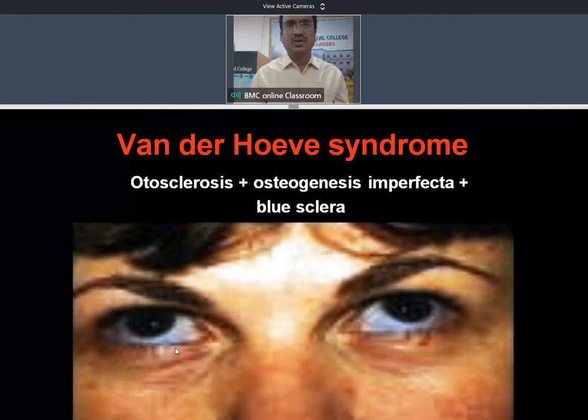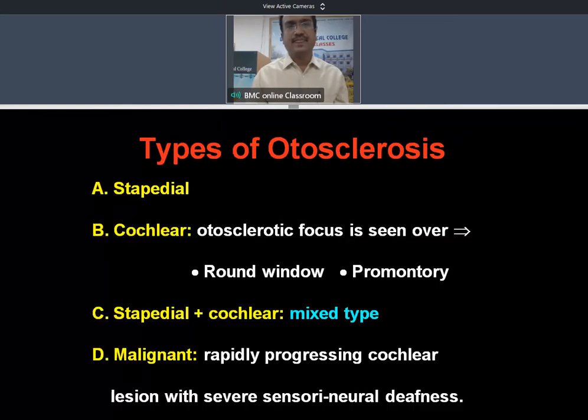This is one of the syndromes associated with otosclerosis, that is Van der Hoeve syndrome. If otosclerosis is associated with osteogenesis imperfecta and blue sclera, this triad of symptoms is called Van der Hoeve syndrome. So otosclerosis, osteogenesis imperfecta and blue sclera. You can observe the blue sclera here. In osteogenesis imperfecta, there are brittle bones. You will see pathological fractures and otosclerosis.